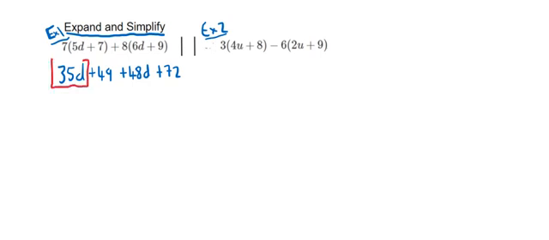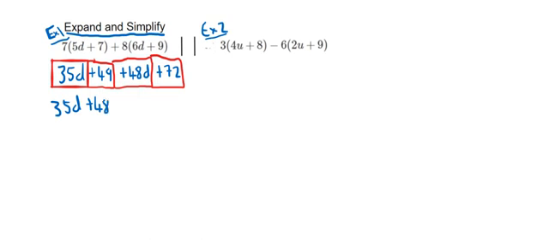When I get to here, I can actually simplify a little bit further. If you think back to when you did collecting like terms, you can put together things that are the same. So in this one I can put together the two d's. It's a positive 35d and a positive 48d. Then I can put the two numbers together, because this 49 and this 72 are just numbers that don't have variables, so I can combine those two as well.